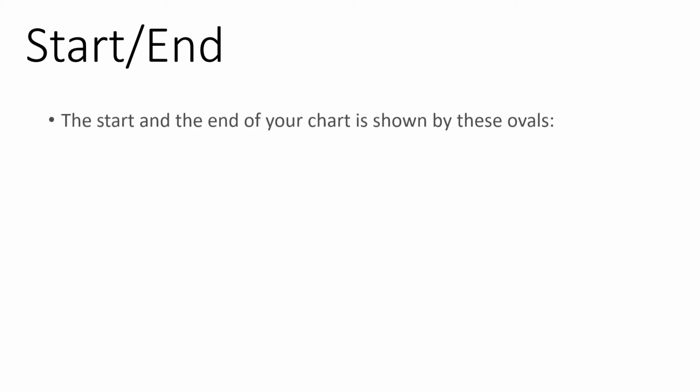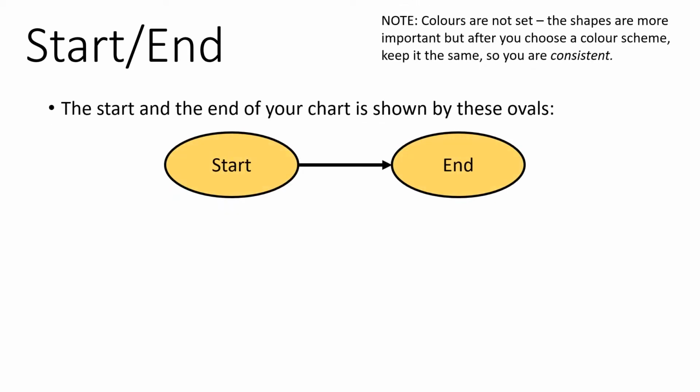All flowcharts have to start and end though, and the start and the end of your chart is shown by oval shapes. Note the colors are not important. You can choose any color for your flowcharts, but always use the same color for the same kind of object so that your chart is easy to read.